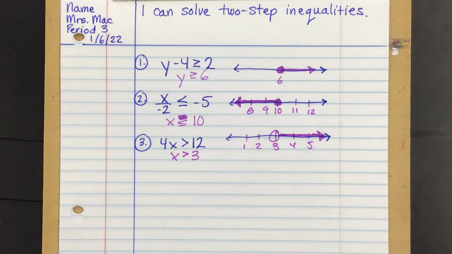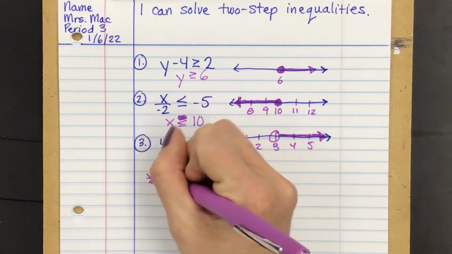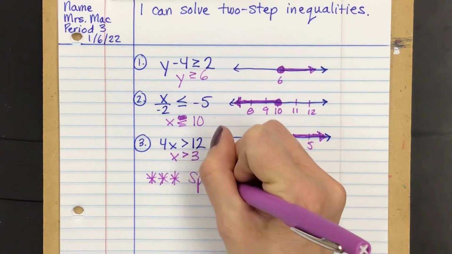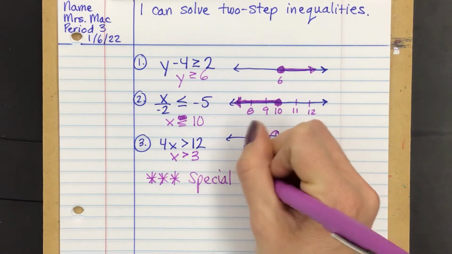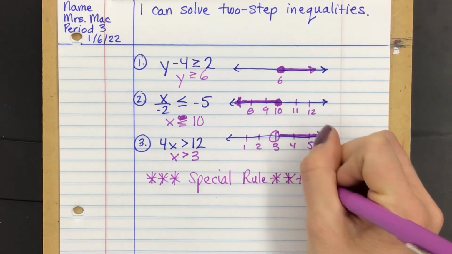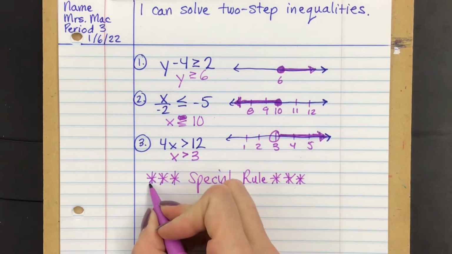And this is me showing you that there's a need for a special rule. Okay. So everything for solving inequalities is exactly the same as solving equations, except this one special rule. So let's write our rule down and then we'll redo number 2. Okay, special rule. And here we go.